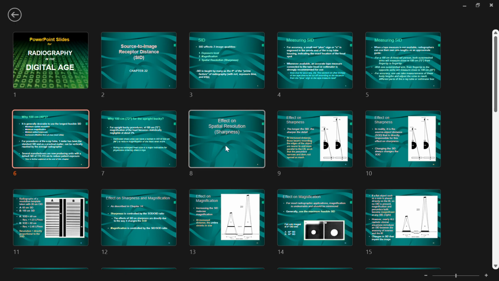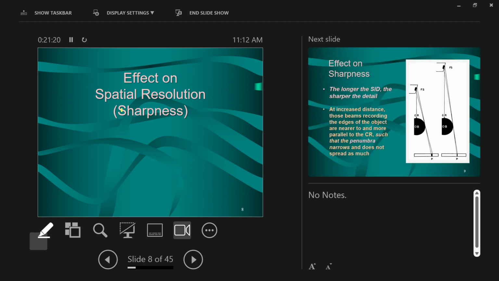Okay. All right, so effect on spatial resolution. A reminder, spatial resolution is synonymous with the word sharpness, okay? When you think spatial resolution, think sharpness. When you think sharpness, think spatial resolution. So here's the idea.